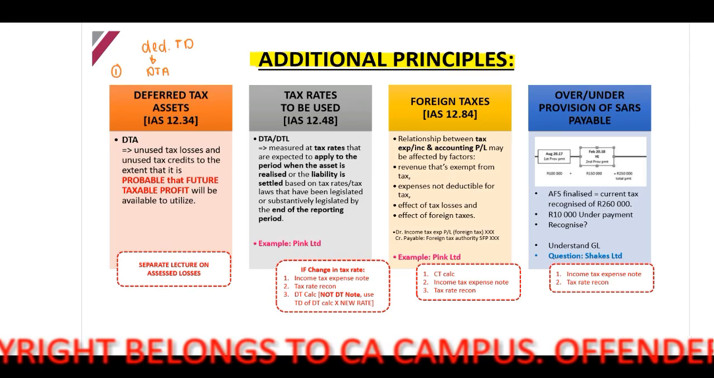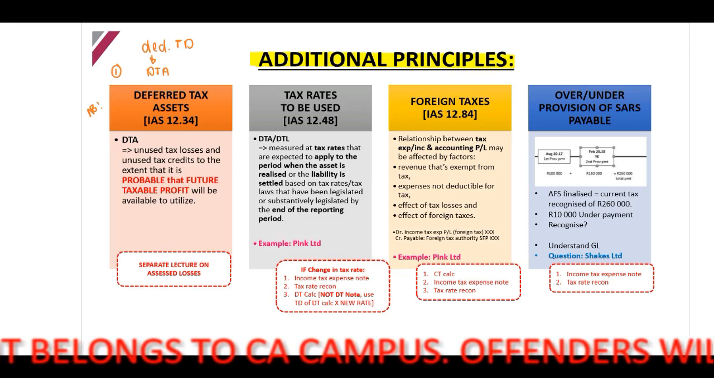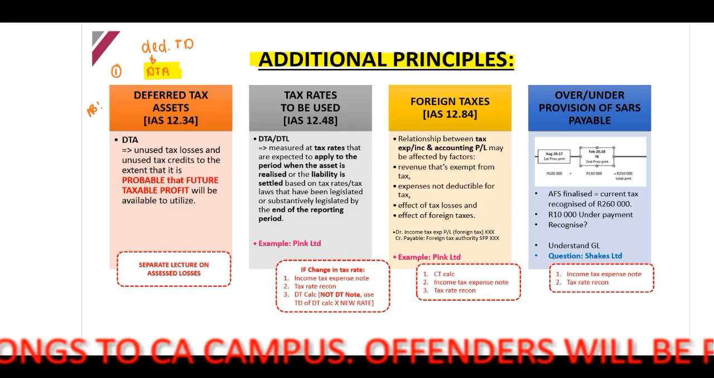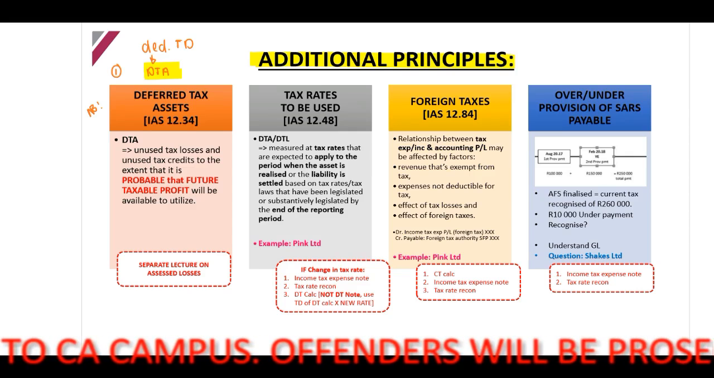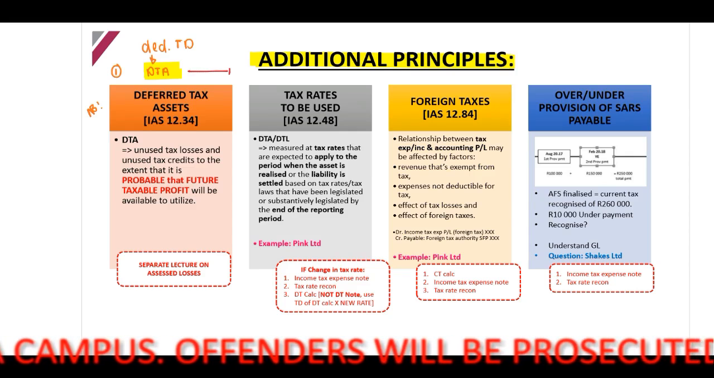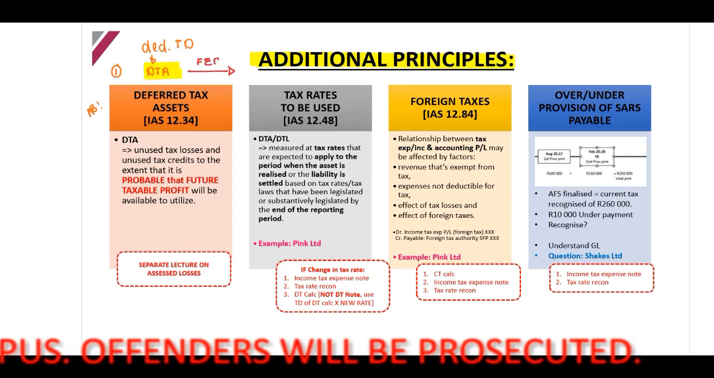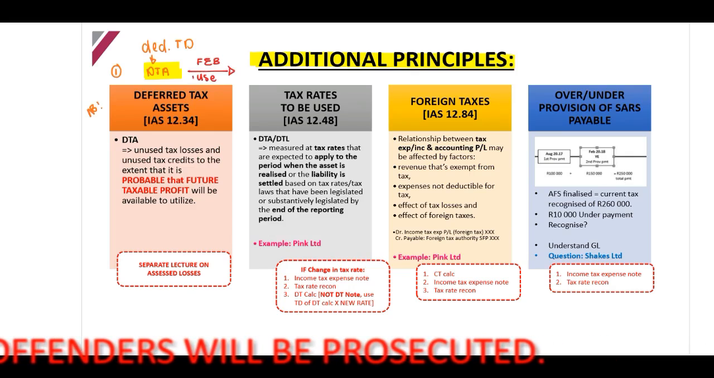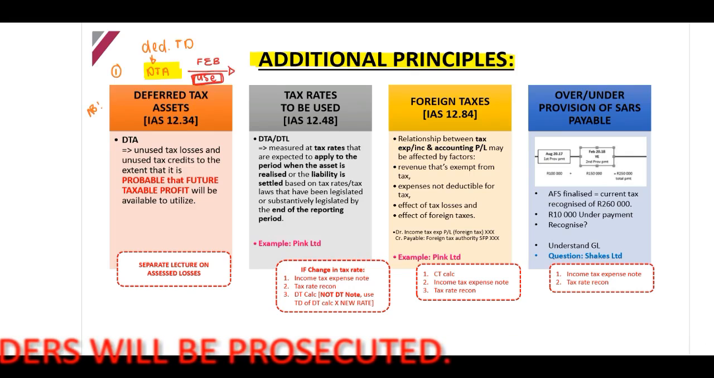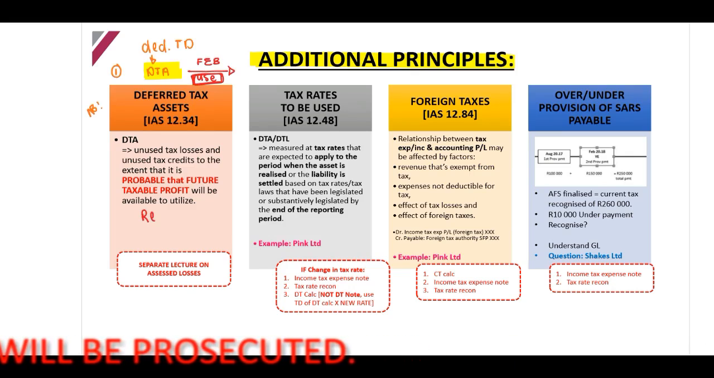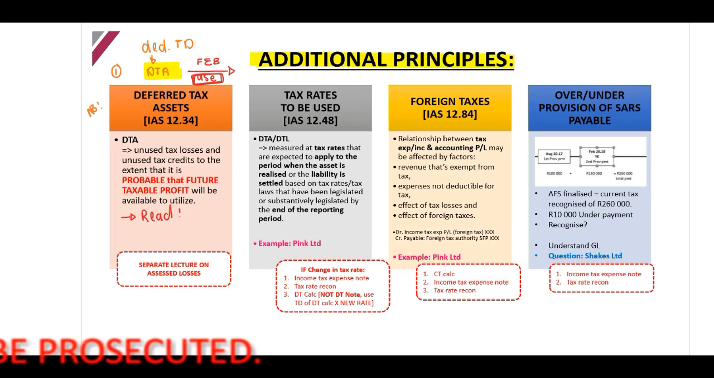The standard indicates to us that we may only recognize this deferred tax asset if it is probable that there will be future economic benefits to be able to utilize the deferred tax asset. Therefore, it is important that you read a scenario carefully. We may only recognize the deferred tax asset if it is probable, more likely than not, that there will be future taxable profits. Now, in terms of assessed losses, remember, we will cover this in the next lecture.